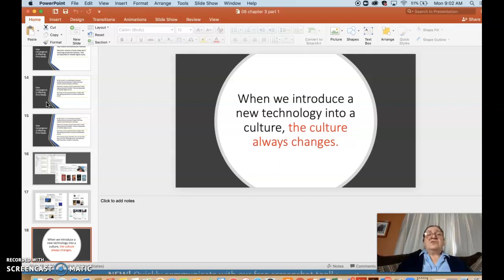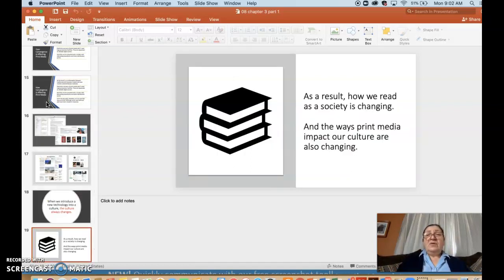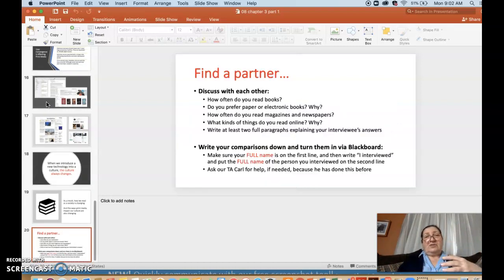So when we introduce new technology, the culture always changes, and as a result, we see society changing. The way print media affects society also starts to change.